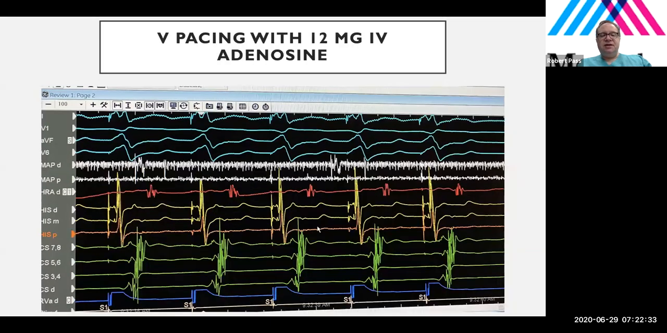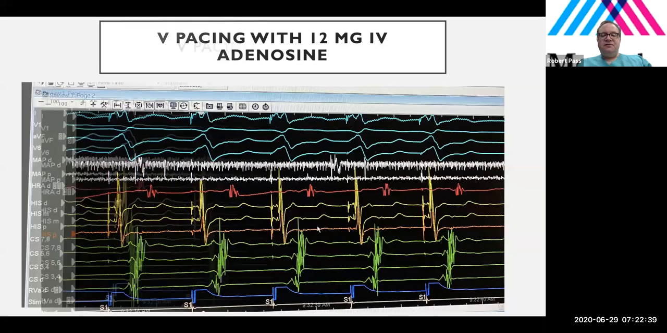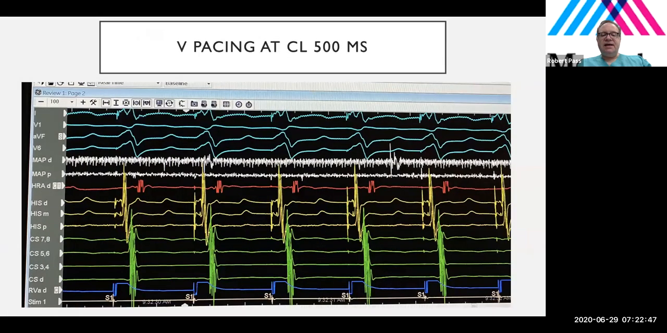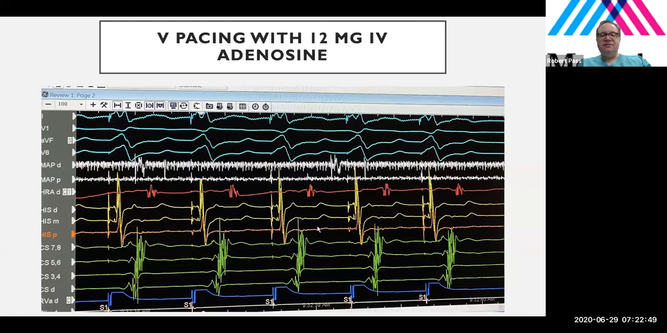So we have 2 forms of evidence that there's a left-sided pathway. The first is that we have 2 beats of tachycardia with atrial extrastimulus testing. And the second is that we have demonstration of an eccentric VA conduction pattern when we give intravenous adenosine.